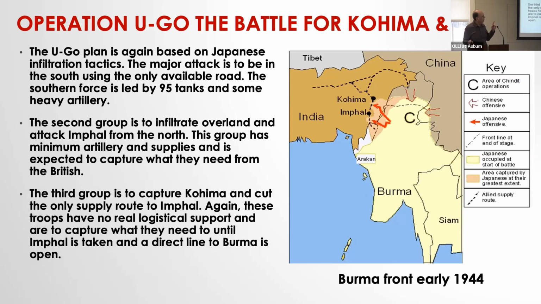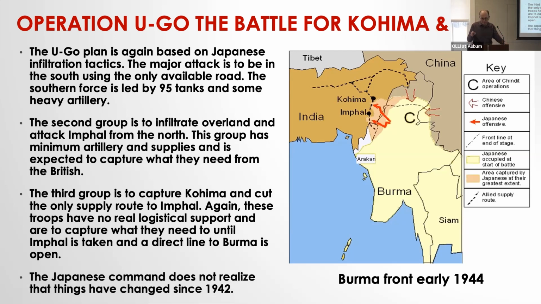Then we have the third group, and their goal is to capture the city of Kohima. And this is absolutely critical because Kohima is, again, part of that supply route into Imphal, but most importantly, it's a pass through the mountains that will lead into the plains of India. So that's the third piece. And again, these guys are going through the jungle, so they don't have any logistics. Well, the Japanese command still hasn't realized what's going on here, that the fact that these people can be resupplied by air is going to basically negate their tactics. And we'll see this particularly at Imphal.